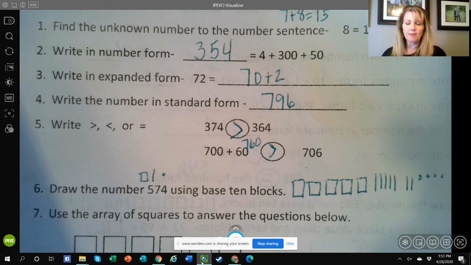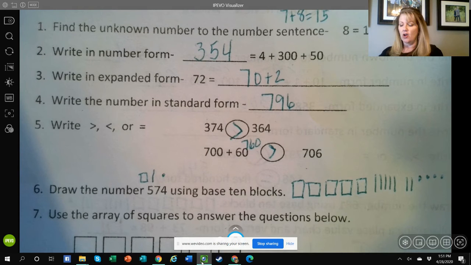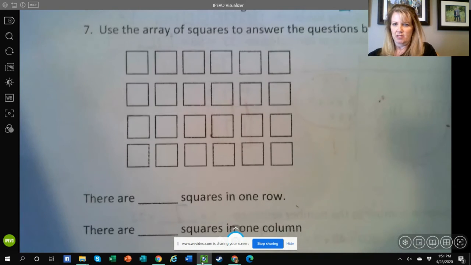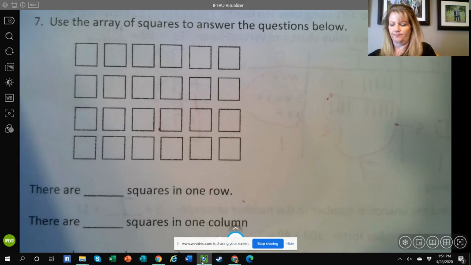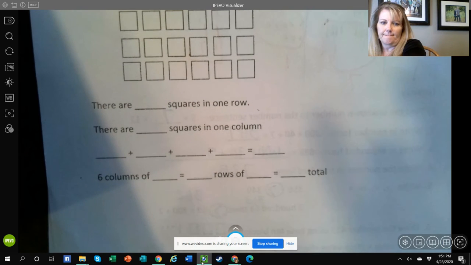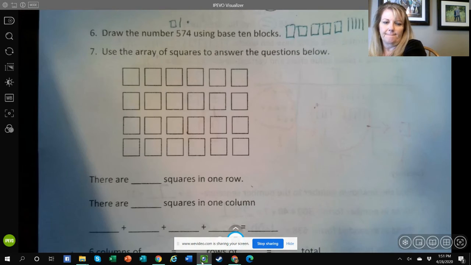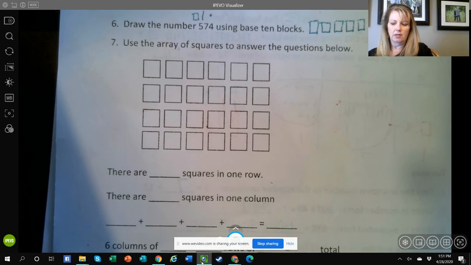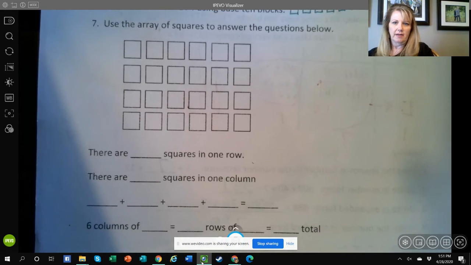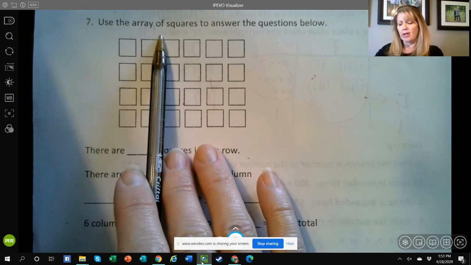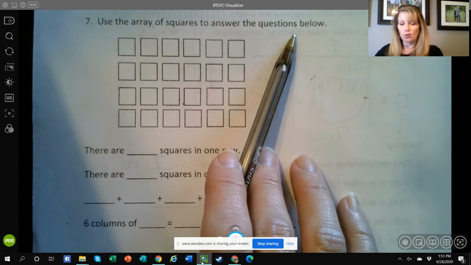Now it's time for the arrays. Remember the M&Ms. The rows go across, our columns go up and down. We're going to use that information to answer the questions down below. So, number 7. Okay. Make that a little bigger. Now I think you can see the whole problem. So we're going to use the arrays of squares to answer the questions below.